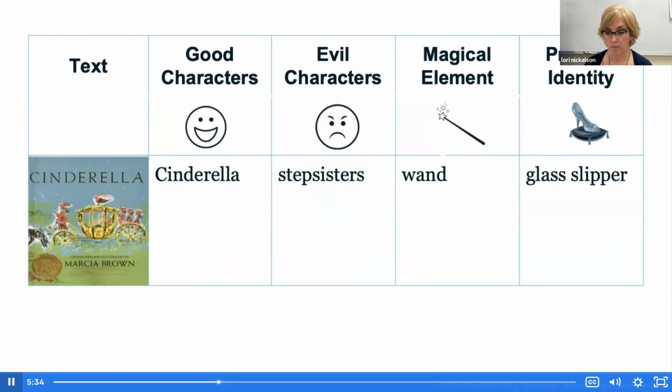Let's take a look at our chart. We see that it lists Cinderella as a good character, the stepsisters as evil characters, the wand as a magical element, and the glass slipper as proof of identity. So, the text Cinderella, adapted by Marsha Brown, has all the elements of a Cinderella story. Now, there are many other examples of good and evil characters and magical elements in the story as well, and I encourage you to notice them as you continue to work with the text.